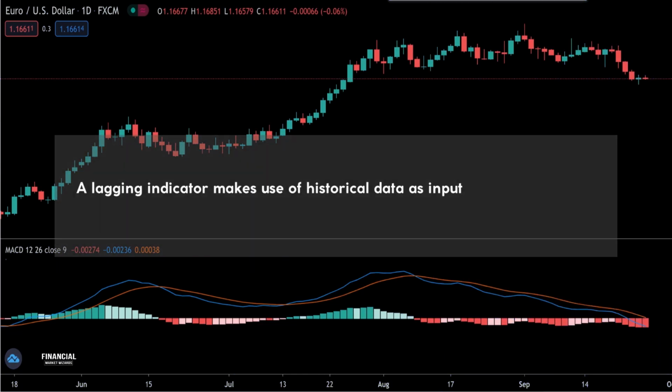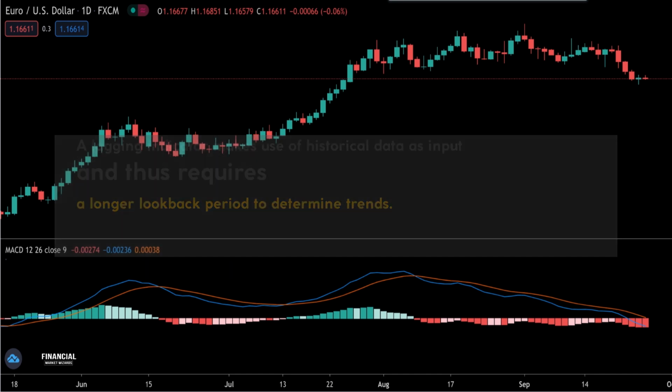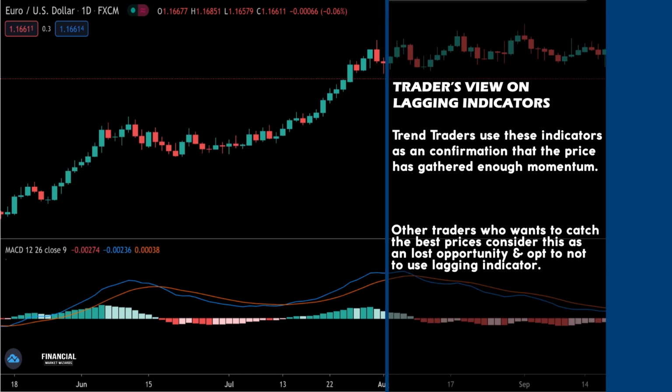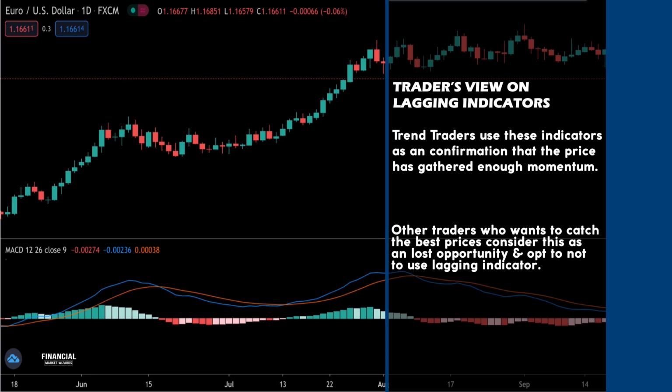A lagging indicator makes use of historical data as input and thus requires a longer look-back period to determine trends. Trend traders who use these indicators often see this as a necessary confirmation that the price has gathered enough momentum. Other traders who want to catch the best prices may view this as a lost opportunity and thus opt not to use a lagging indicator.